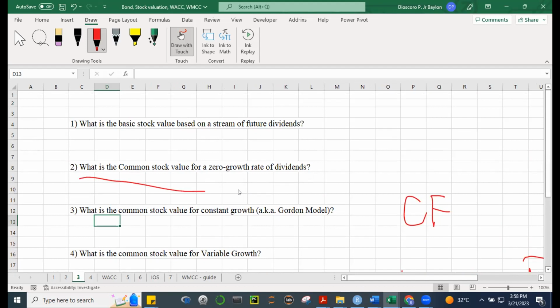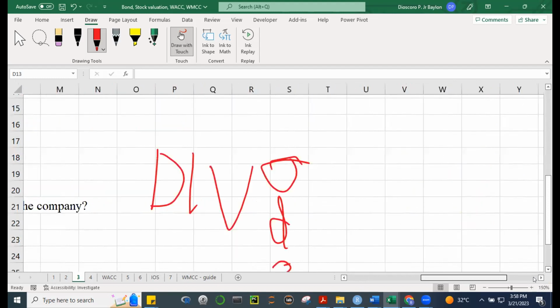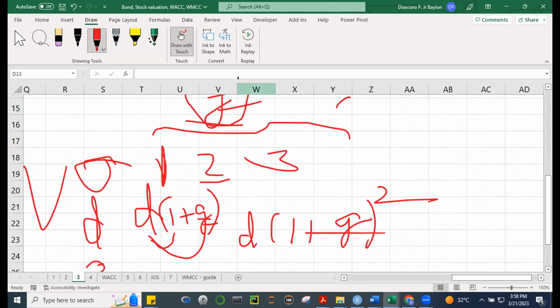And then this one, what is the common stock value for a zero growth rate of dividends? What does that mean? Zero growth means G is zero. So D times 1 plus 0 is just D. And 1 plus G squared is also just D. So it will be constant dividends, D until the end.